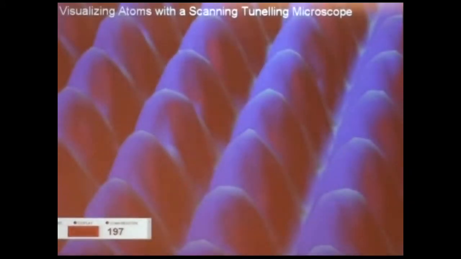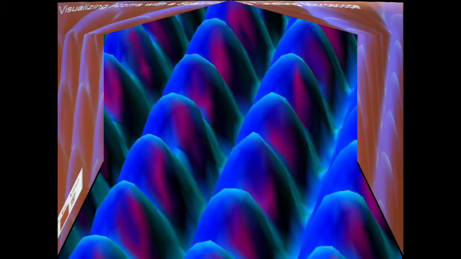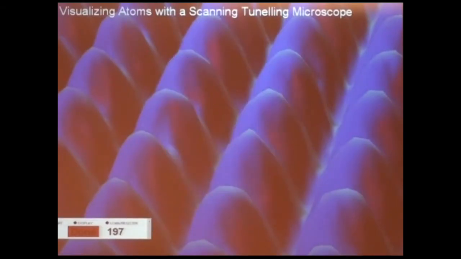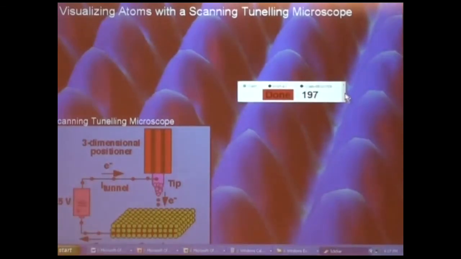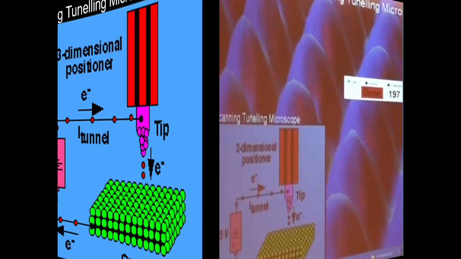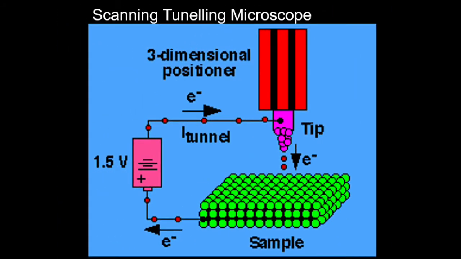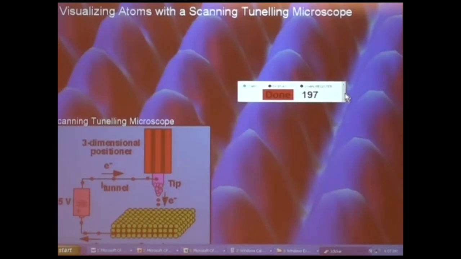Now I'm going to talk about the answer to the question, can we see atoms today? That is a picture of the surface of a crystal of iron, I think, where each little mound that you see is an atom of iron. So these are a visualization of the atoms of iron all lined up. And how do we see this? How did we make this picture? Well, we did this picture with an instrument called the scanning tunneling microscope. Now, it's a very simple principle.